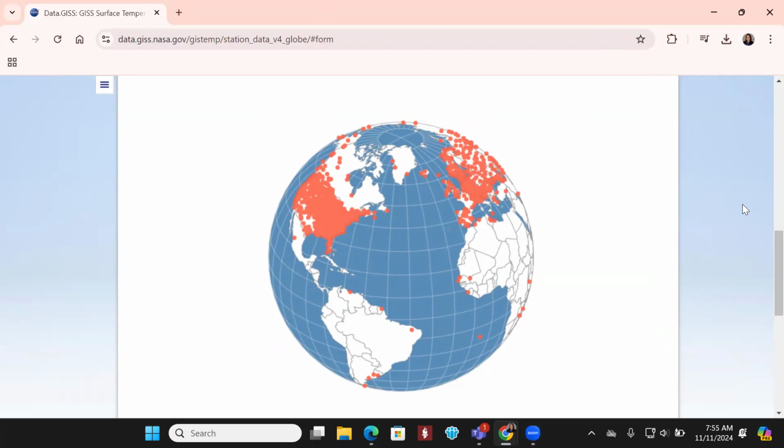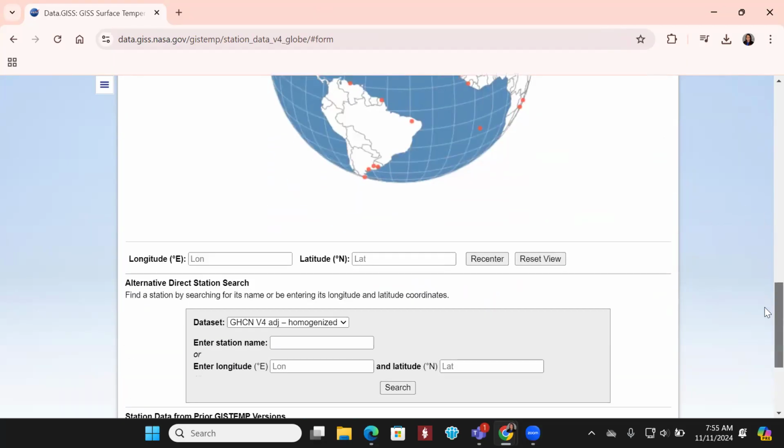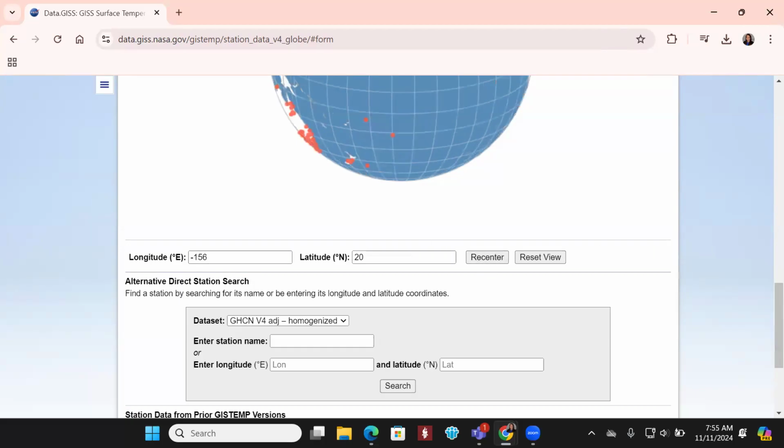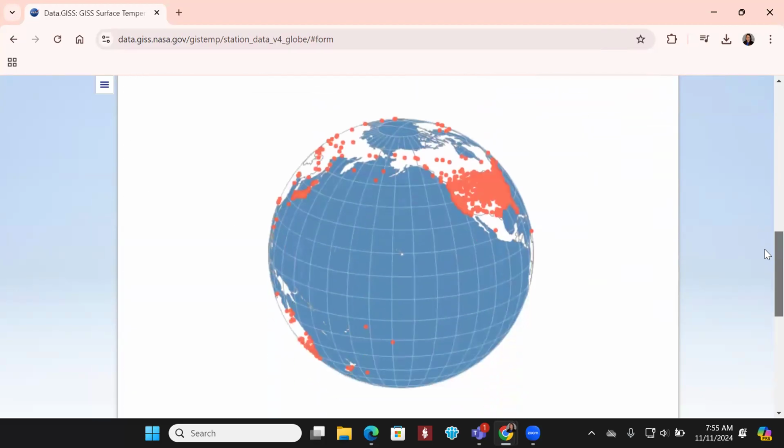Below the globe, type in your randomly selected latitude and longitude, then click recenter. Okay, so I'm going to come down here. And what was our longitude? Bo. You weren't even paying attention. Bo. Like again. Bo. All right. Wow. Yeah. No, it's 54 hours.